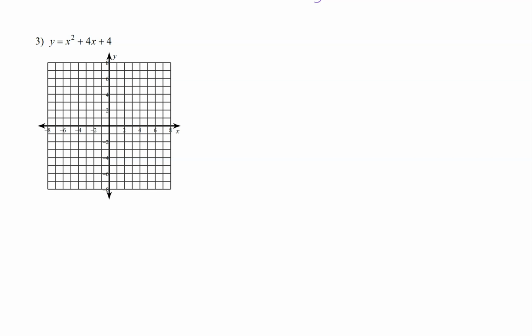Okay, for this one we're doing standard form. So when it's in standard form, you want to identify a, b, and c. For this one, a is 1, because that's what's in front of the x squared. B is 4, and c is 4.